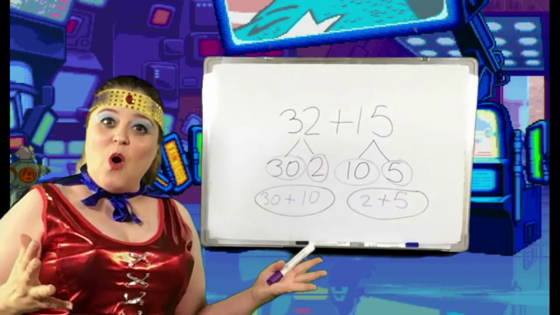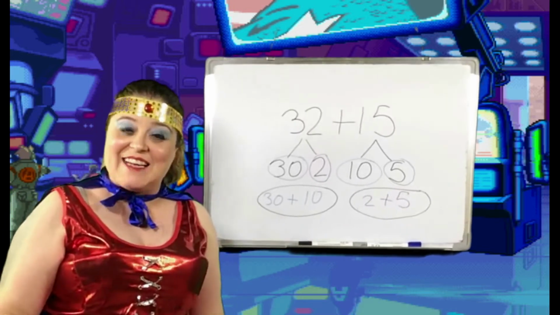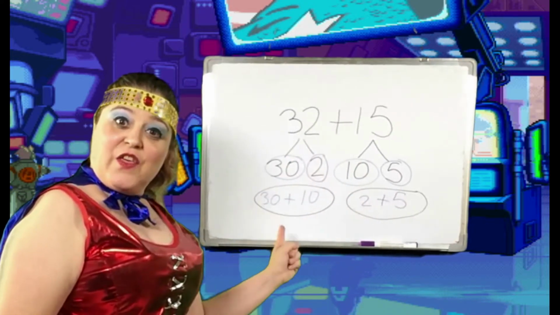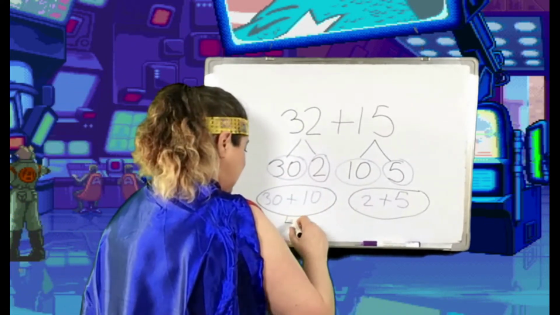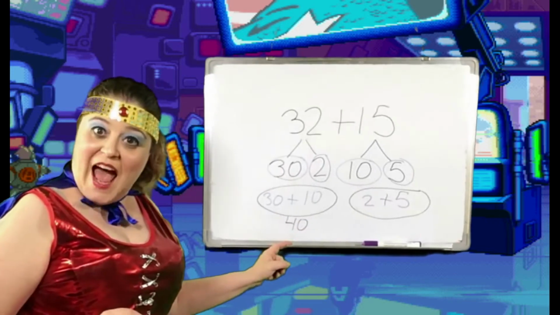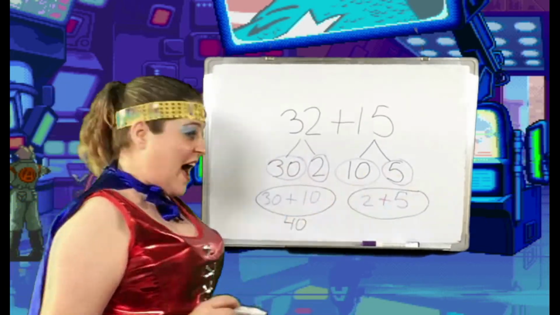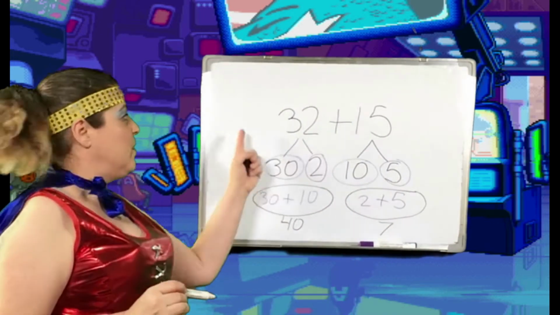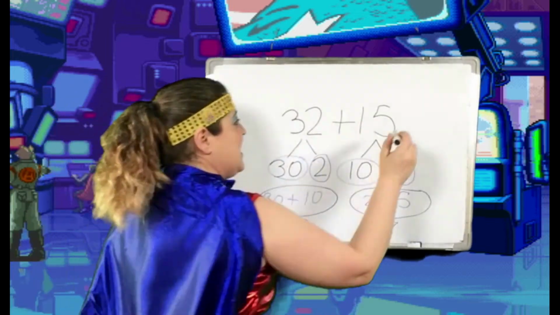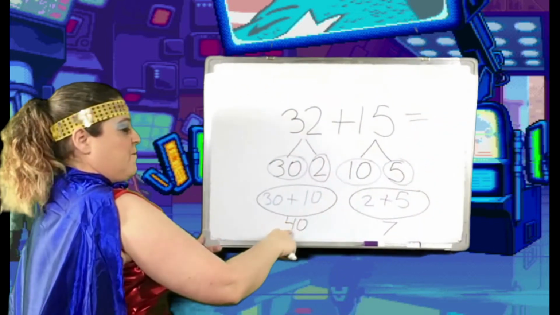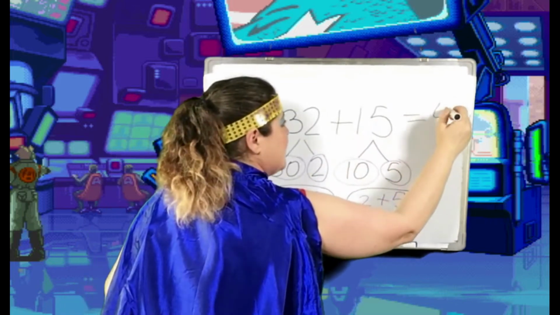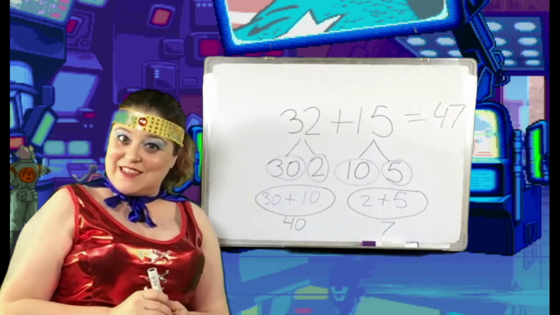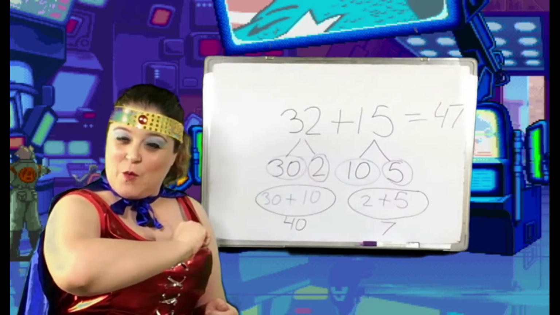Now, all we do now is add. We add the tens. 30 plus 10 is 40. We add the ones. 2 plus 5 is 7. So, 32 plus 15 is 47. And there we have it. Let's try another one.